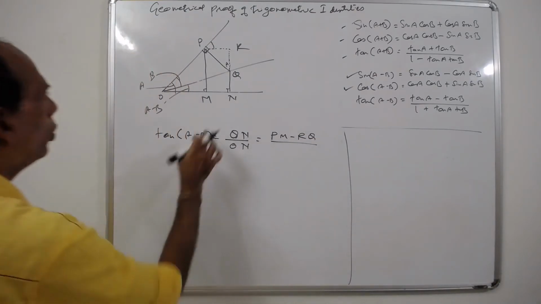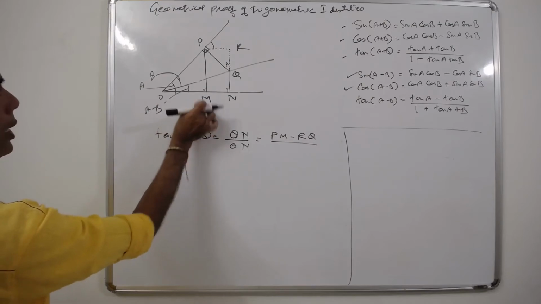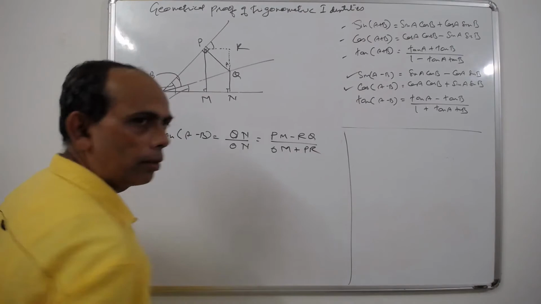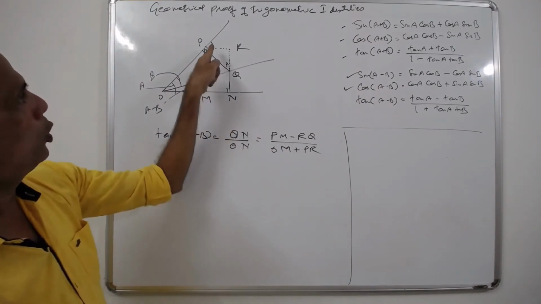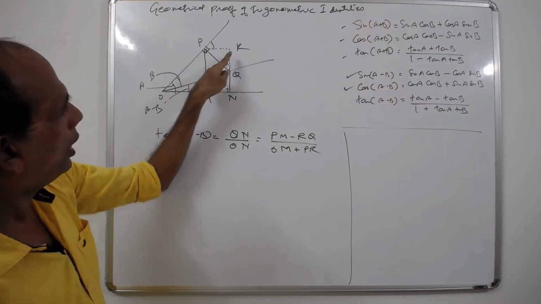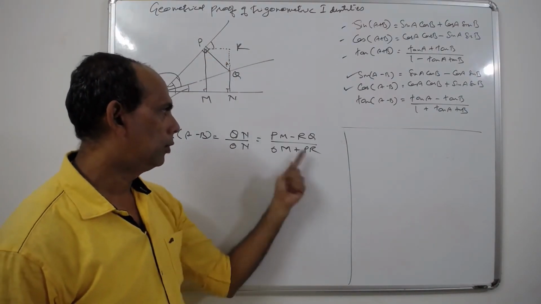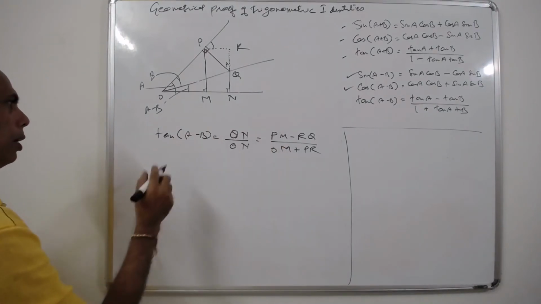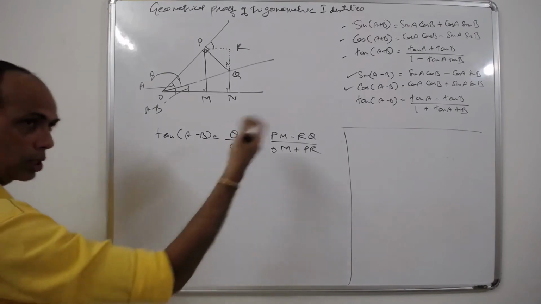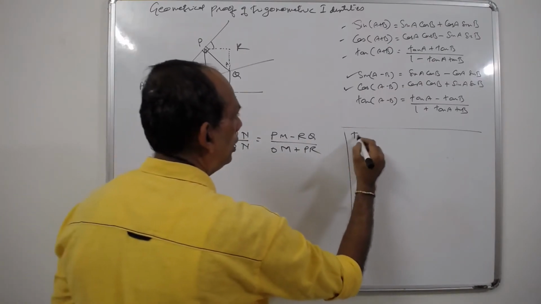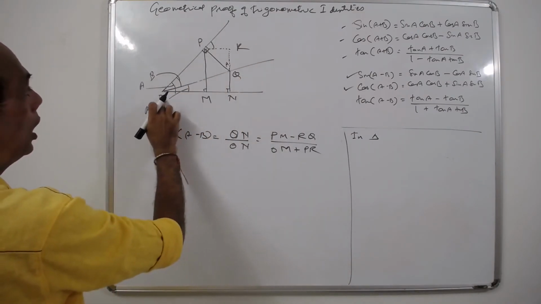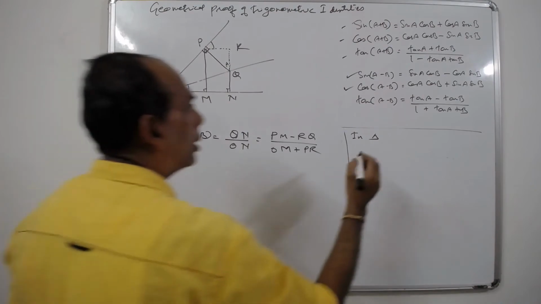And ON I say OM plus PR. Right? Why did I say PR? Because MN is equal to PR. So ON is equal to OM plus MN, and MN is equal to PR, so I directly said that. Okay. Now see what happens. Here I'll take you to something else. Let's see. In triangle, look at this triangle PQR and triangle OPM.